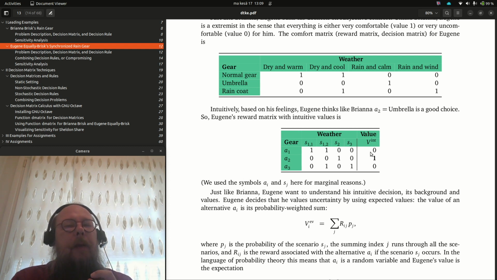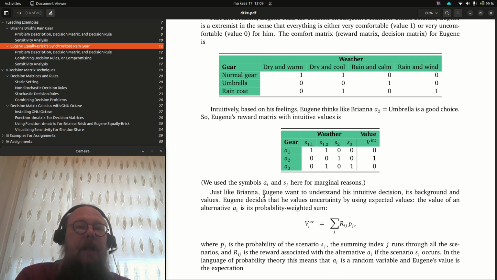And now again, just like so, now we have this decision matrix and intuitive decision, just to check whether this will be the same as the analyzed decision. And just like Brianna, Eugene wants to understand the intuitive decision, its background and values. And so for this, Eugene has to decide how to react to uncertainty. And Eugene decides that he values uncertainty by using expected values.